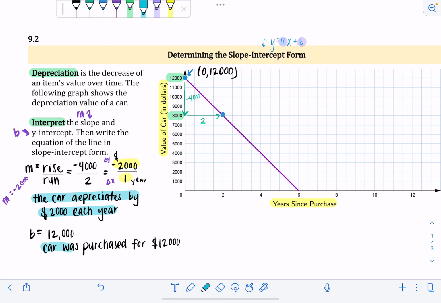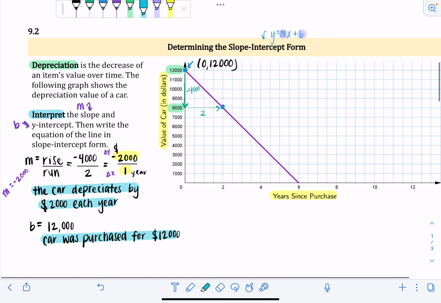So the car was purchased for $12,000. The part that I have highlighted in blue, that's the interpretation part. Us explaining what it means in the context of the problem is what it means to interpret. And now we need to go ahead and write our equation itself.